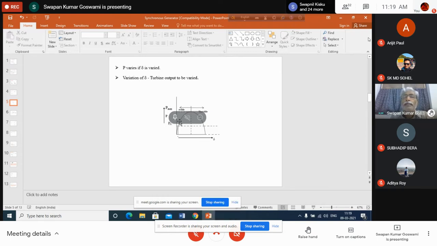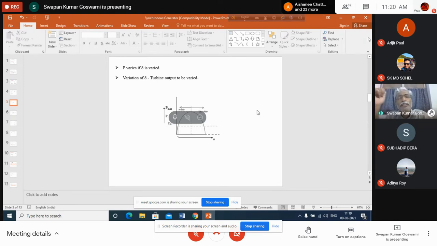But this operating point will not be achieved in a single step. As soon as I move the input power line from here to here, that means as soon as I increase the opening of the steam valve, the output power will gradually increase, and a stable operation of the generator will not be achieved immediately. It will take some time. Why will it take some time? Because delta has to change. For a change in delta, what is needed? Obviously, momentarily, the speed of the generator has to change.